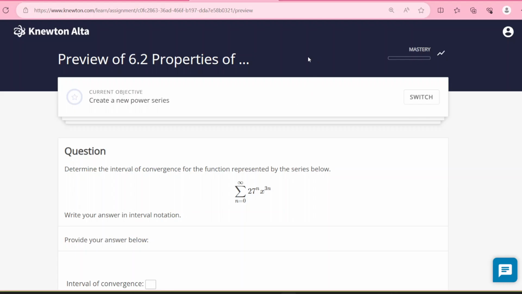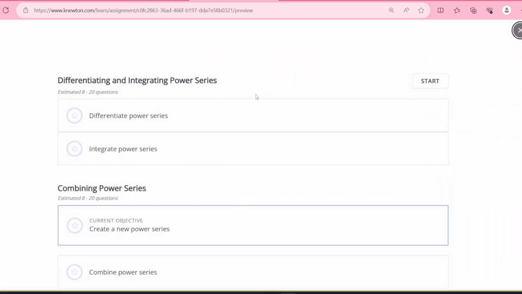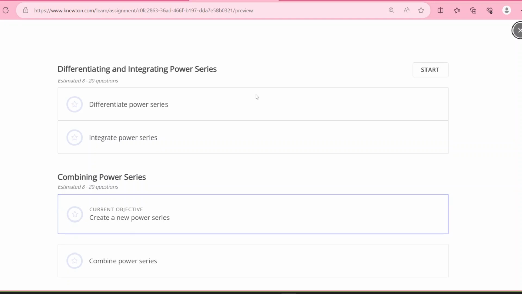All right. So here's our page, Newton Alta site, when we're working on our assignment. See the title of the assignment in the upper left corner. You will not see the word preview. In the upper right corner, you have your mastery bar, which shows you how far along you've gotten. Next to that, the activity log, which shows you how far along in each objective you've gotten. And it looks like there are 2 main objectives that you can switch between anytime you wish, and 4 sub-objectives in this assignment.